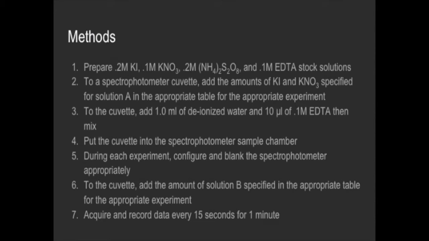Prepare 0.2 molar KI, 0.1 molar KNO3, 0.2 molar (NH4)2S2O8, and 0.1 molar EDTA stock solutions. To a spectrophotometer cuvette, add the amounts of KI and KNO3 specified for solution A in the appropriate table for the appropriate experiment. To the cuvette, add 1 milliliter of deionized water and 10 microliters of 0.1 molar EDTA. Then mix. Put the cuvette into the spectrophotometer sample chamber.